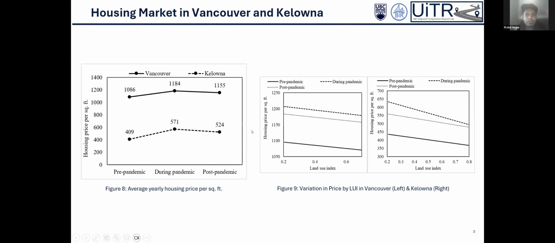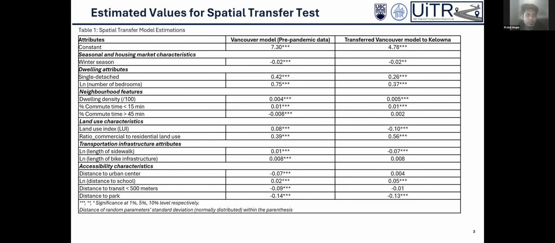So this is just to give a context about how different the housing markets are in both of these places. Okay, so we'll go into the model results. These are estimated values for the spatial transfer test, as in the Vancouver model transferred to Kelowna. So these are two different models estimated using data from two different places, but the same methodological framework. And we will be using these estimates to compare to see if the Vancouver model is transferable or not.